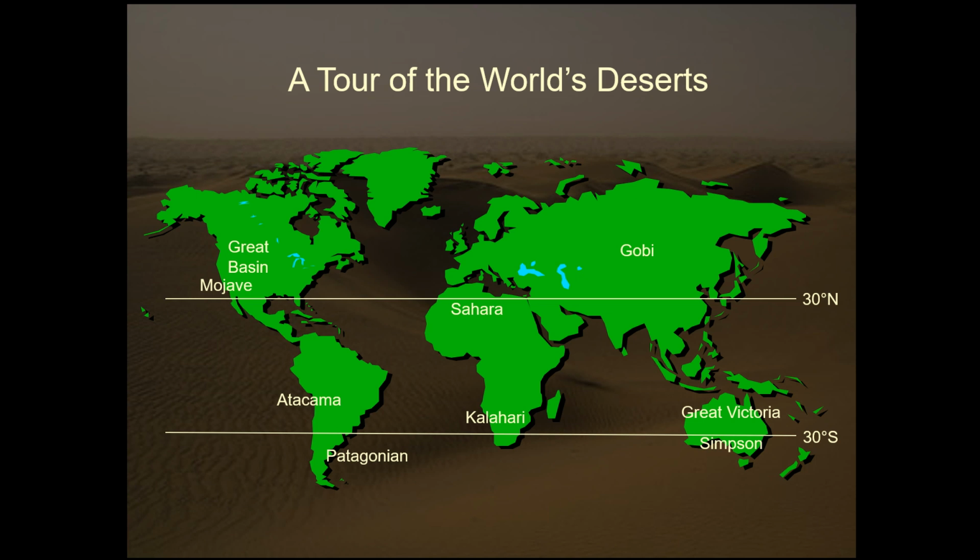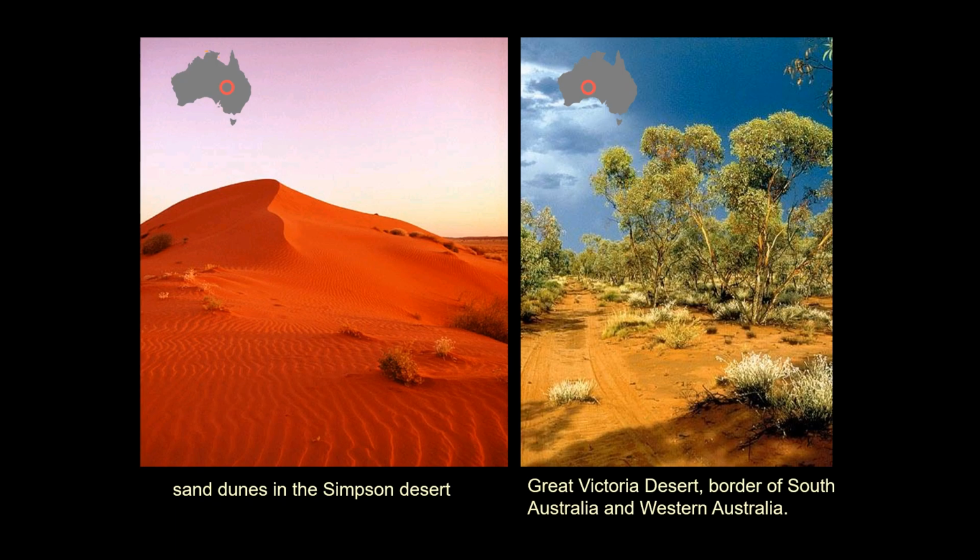So just a look at some of the deserts. There are many more that we're not going to look at here, but just a comparison so you can see the tremendous diversity of the way deserts look. We have the very red sands of the Simpson Desert. That's because of a lot of iron that's in those sand particles, and then the Great Victoria Desert with significantly more vegetation.